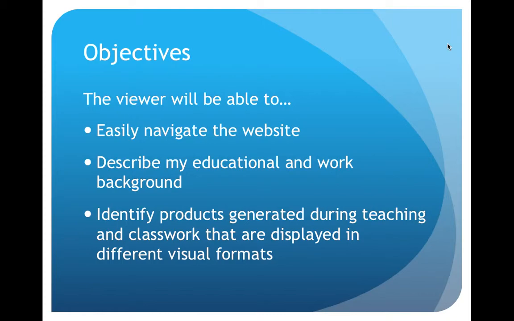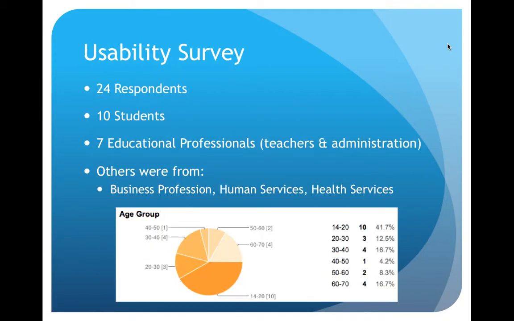So to figure out whether or not my objectives were met, I created a usability survey, of which I had 24 people respond. 10 were students, some of my former students or volleyball players. 7 were from the educational profession, so teachers and administrators. And the remaining of the 24 were from business profession, human services, and health services.